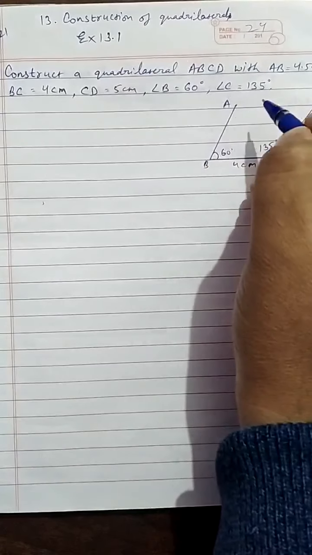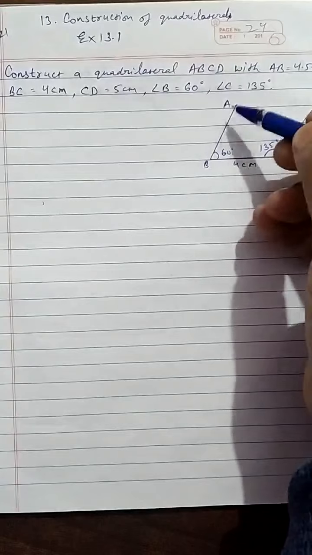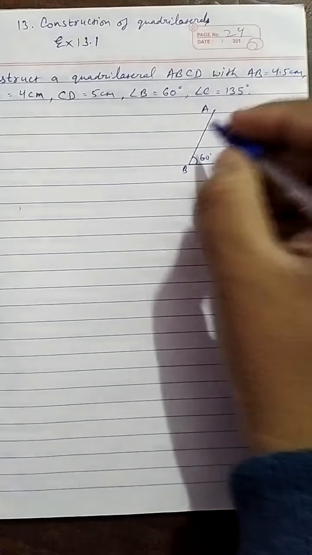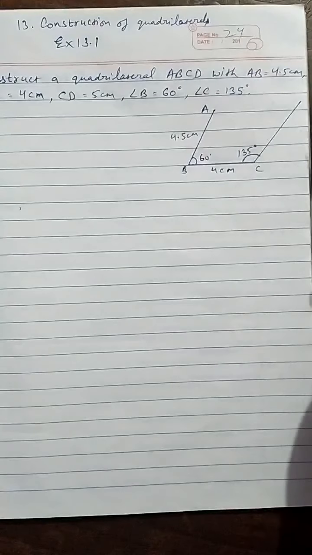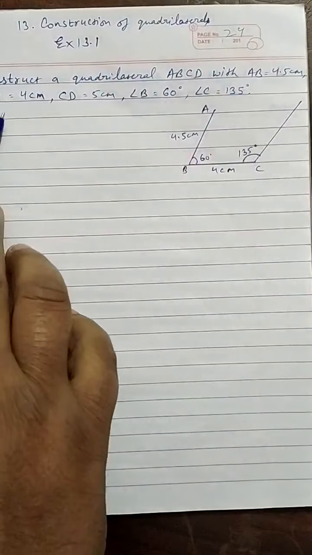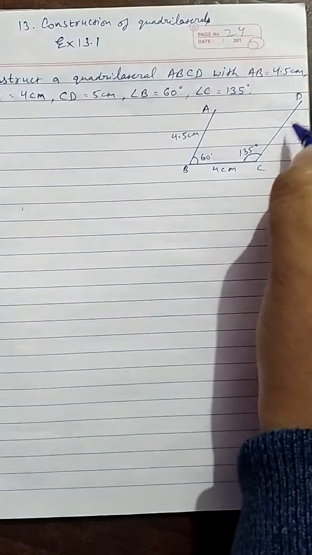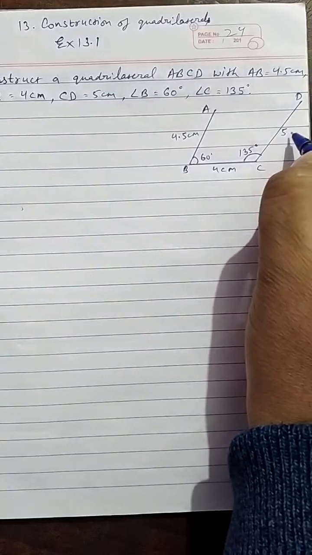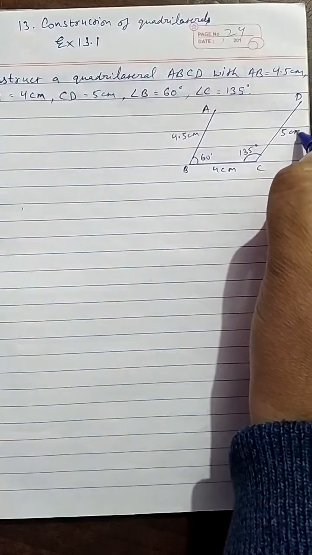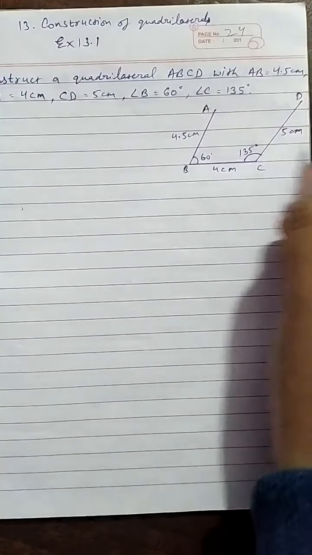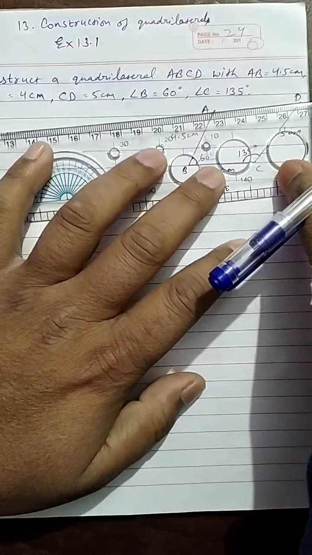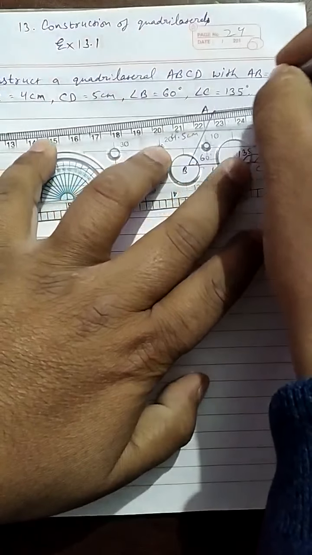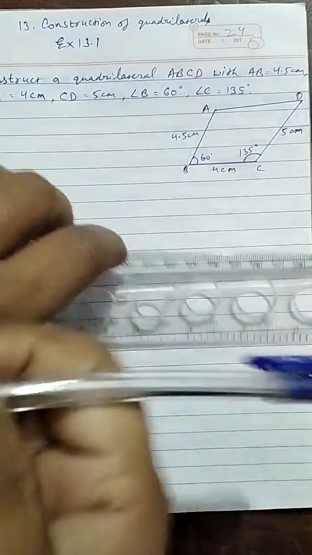Here it will be A. Now AB length is given, 4.5 centimeters. And AB is done, BC is done. CD length is 5 centimeters. And just you have to join AD here. This is the rough sketch.